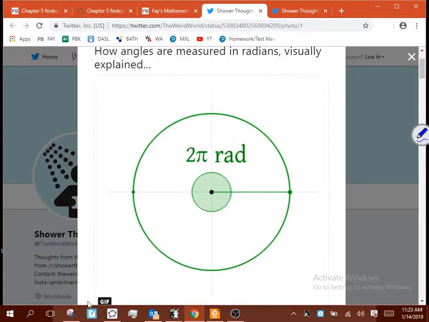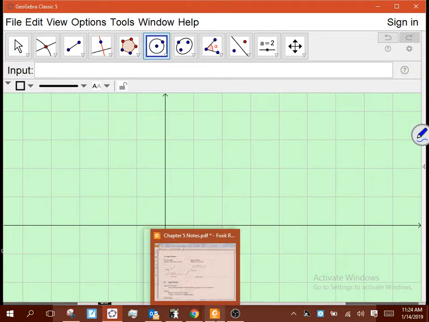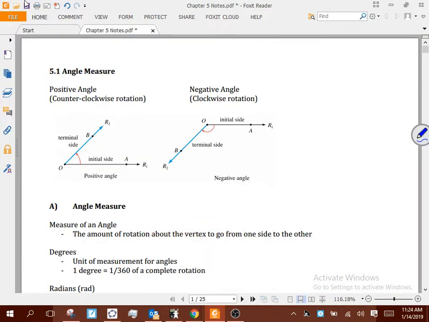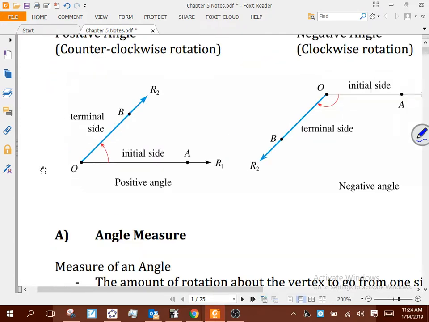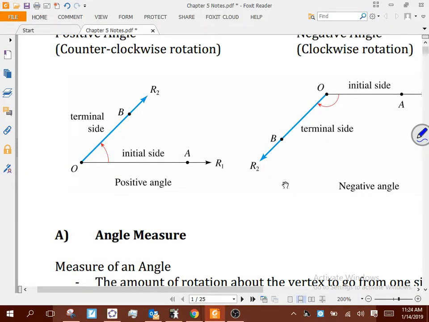We're going to use a lot of GeoGebra because I think it's going to help you visualize some of this stuff, especially when we're talking about radians. All right. So now I want to talk about what an angle is. Okay. So an angle, what we're going to do all the time in this course is no matter what angle we're dealing with.